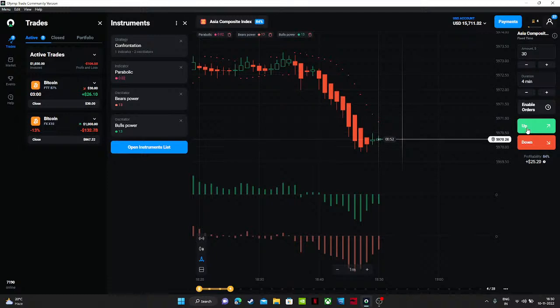This is how you can use the Heikin-Ashi candles. Whenever the Heikin-Ashi candle changes its color, and if it is followed by the same color candle, then it is considered to be an entry. For example, we might see an entry in the Asia Composite Index. Okay, I think we can make an entry here.